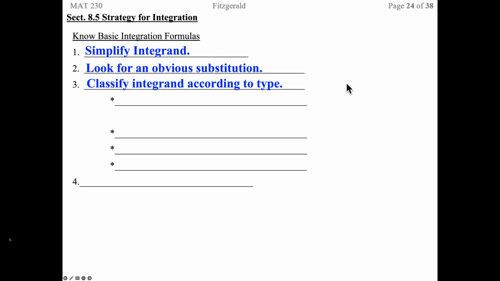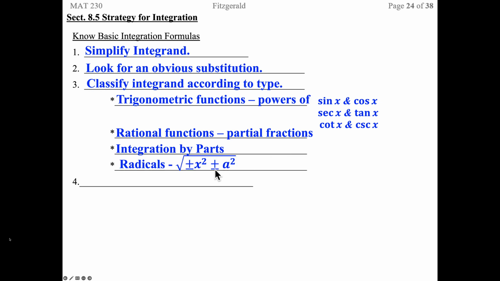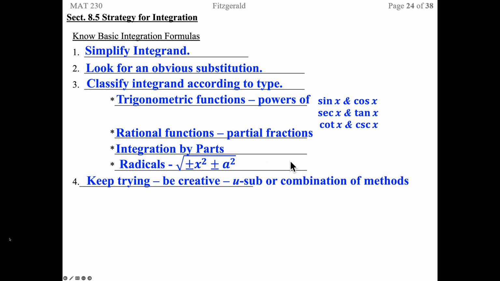Classify the integrand according to its type, for example, trig functions, powers of your sines and cosines, secants and tangents, cotangents and cosecants. Rational functions, doing your partial fraction decomposition, integration by parts, any radicals with positive or negative x squareds and a squareds in them. And then sometimes you just got to be creative. U sub or a combination of the methods, or convert to sines and cosines, things of that nature.